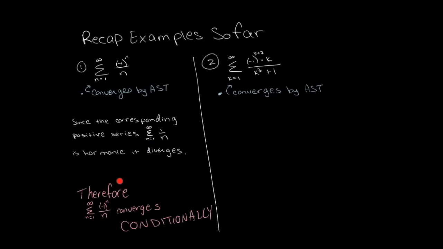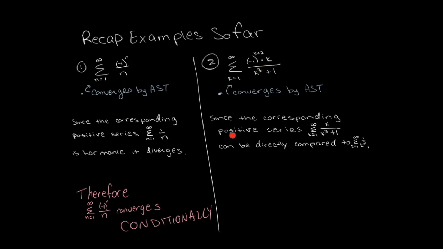So, therefore, the original series is called conditionally convergent. In other words, the convergence of this really is conditional on the existence of these minus signs. The minus signs are crucial in order for this series to converge. If you get rid of those minus signs and just do the positive series, it diverges, okay? So this is only convergent, conditional on the existence of these minus signs.